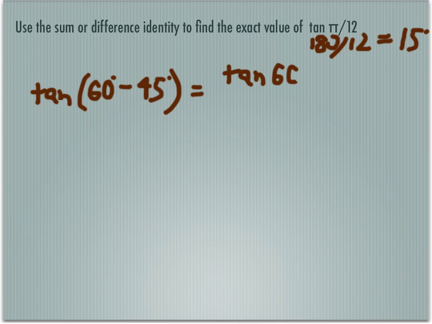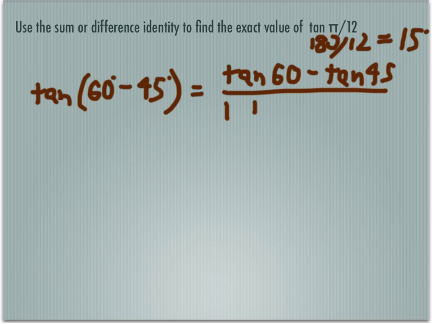So we got the tangent of 60. And again, be careful here. If the sign is a minus sign in the middle here, it's going to be the same sign on top but different on the bottom. So this is going to be the tangent of 60 minus the tangent of 45, all of that over 1 plus the tangent of 60 and tangent of 45.